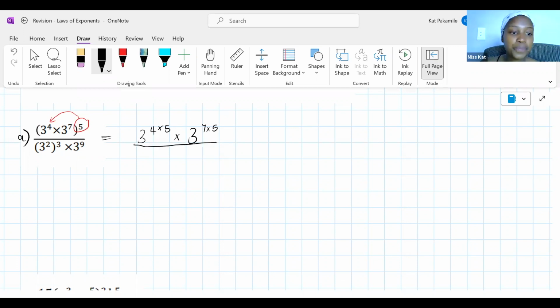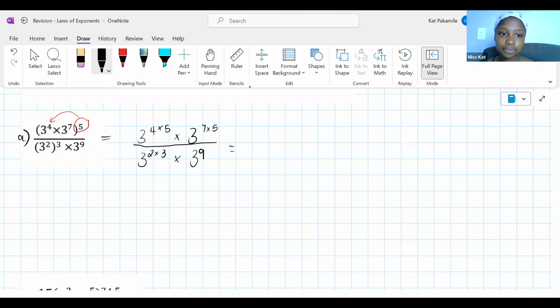Okay. And then we go to the bottom. And when we say 3 to the power of 2 times 3, must I calculate it, ma'am? I'll write it in the next step. It's fine. Okay. And then we write times 3 to the power of 9. Beautiful. Okay.